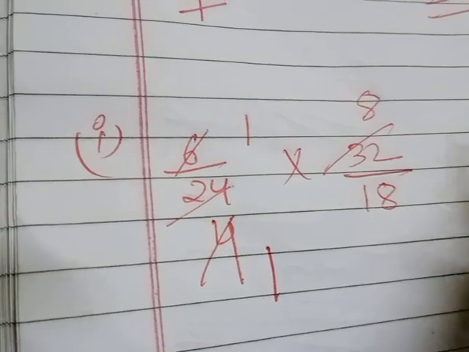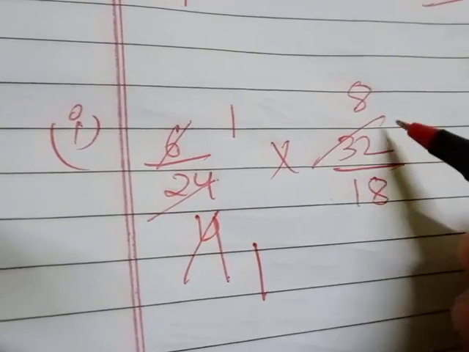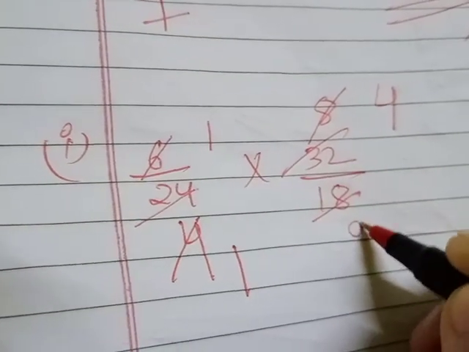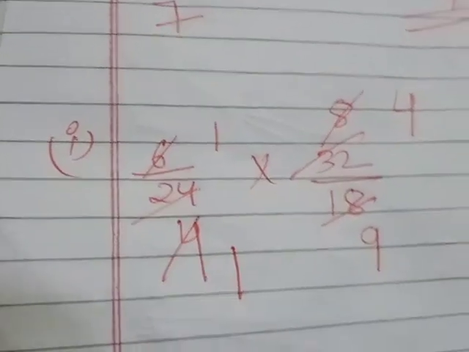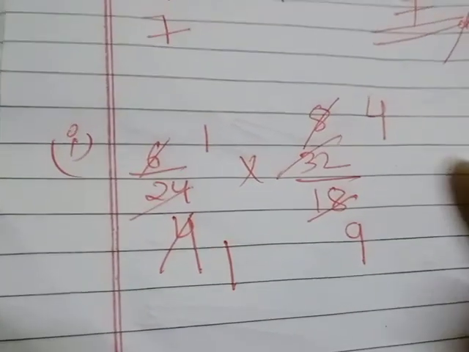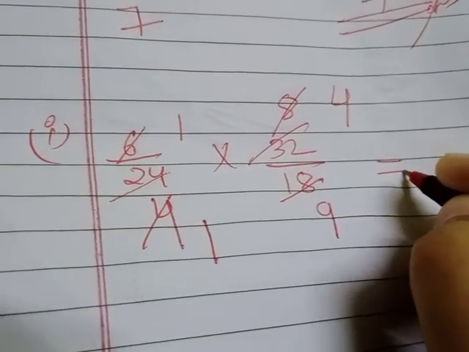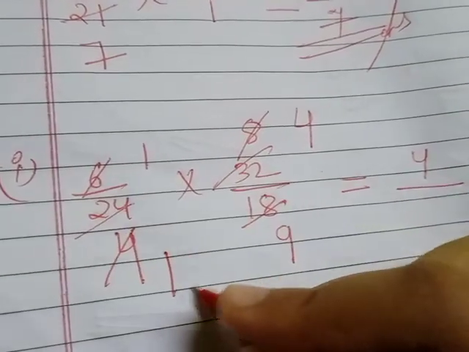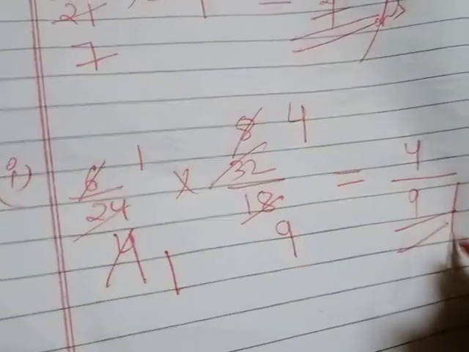Got it? Now we have this 8 and 18. They both are also divisible. 2 fours are 8, 2 nines are 18. We will reduce as many times as it is possible. Now it is not reducible. So 1 fours are 4 and 1 nines are 9. Like this we will solve. I is also done here.